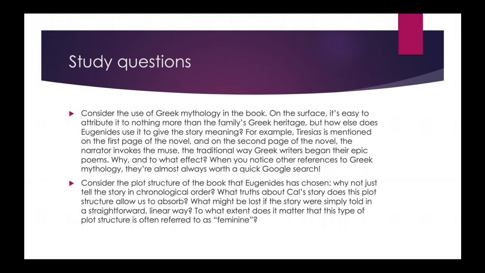And also, interestingly, I think this is mentioned in the book itself, but this plot structure that Eugenides is using is typically referred to as a feminine plot structure, and it's contrasted with a masculine plot structure, which is linear, straightforward, and chronological. So to what extent does it matter that this is a feminine plot structure and that Cal ultimately realizes he's male? I mean, is there anything interesting going on there? Is there anything useful about that that we can discuss a little bit more, since we're supposed to be thinking about gender in this class and portrayals of gender in literature? What might this reveal about the story?